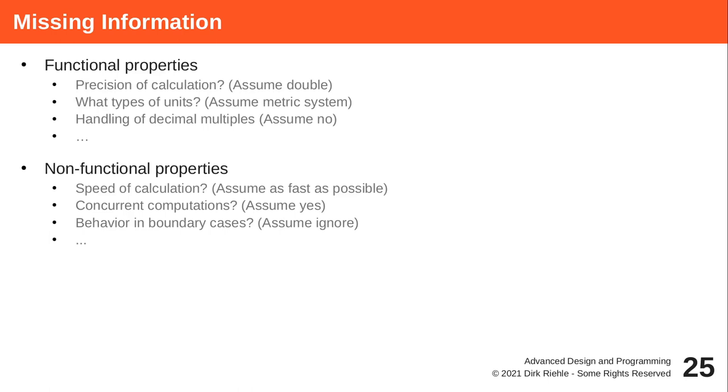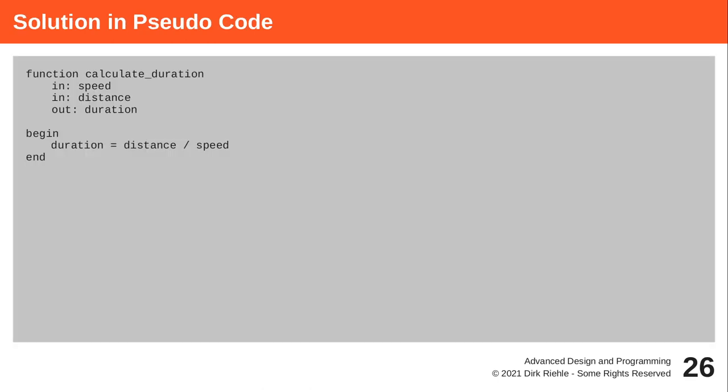Well, let's take a look. First of all, since we are software engineers, we have to note that we may need to make a lot of assumptions. That was definitely underspecified. So let's make some assumptions, like it's all doubles and that precision is sufficient. We are working in the metric system and so forth. So then it really becomes simple.